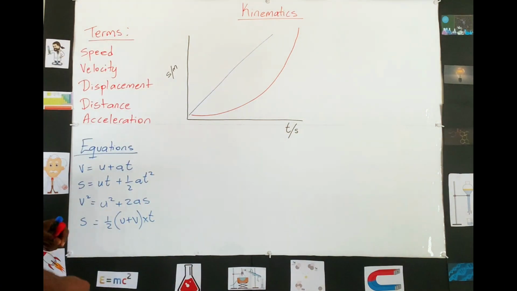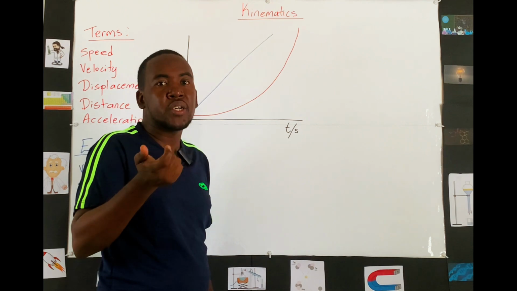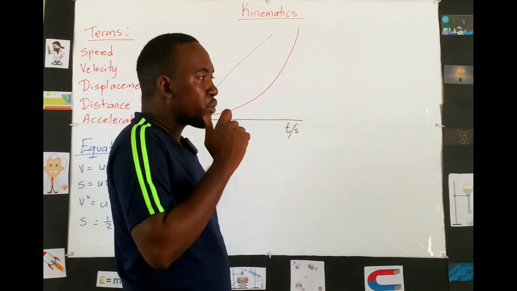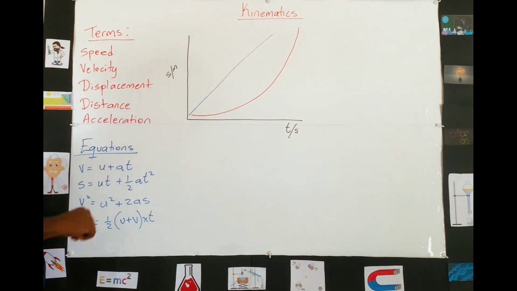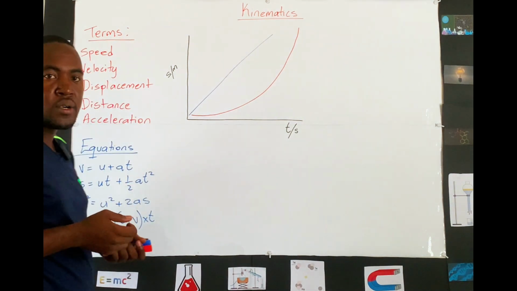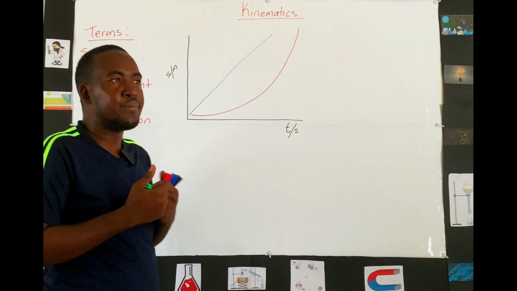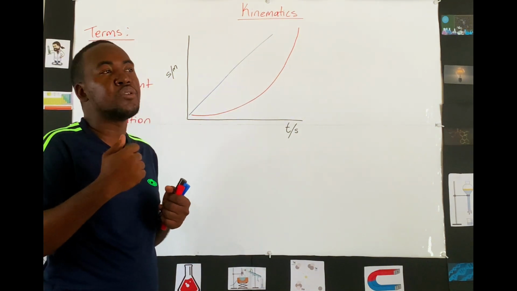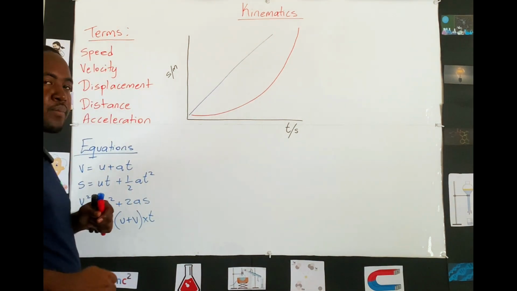Now, velocity. Velocity is speed, but specifically in a given direction. So if you're going in a specific direction, then to specify direction, we normally use a positive or a negative number. So if you see a negative speed, the negative is giving you the direction that the object is going.